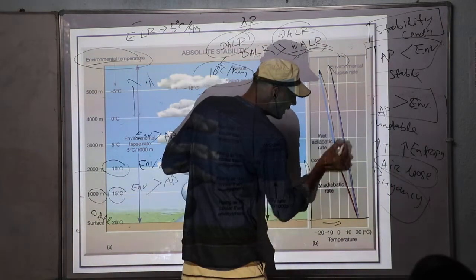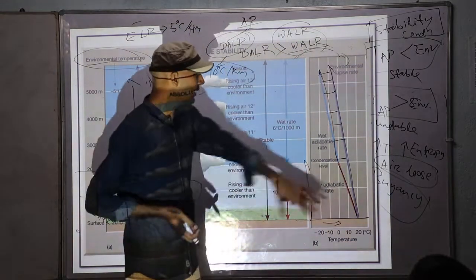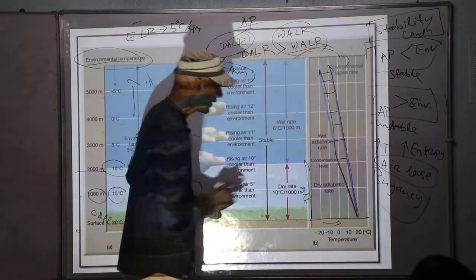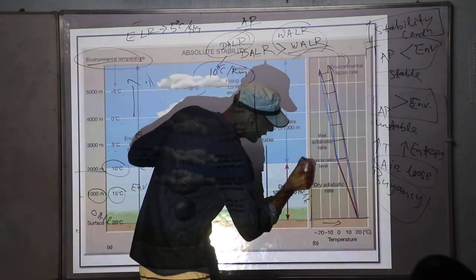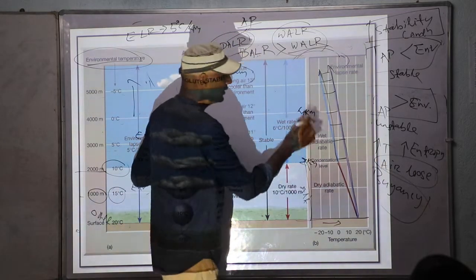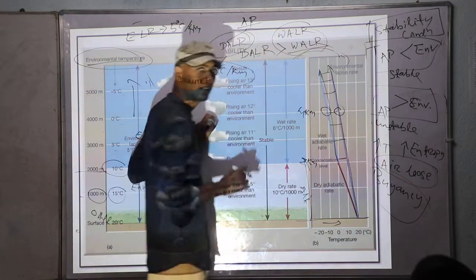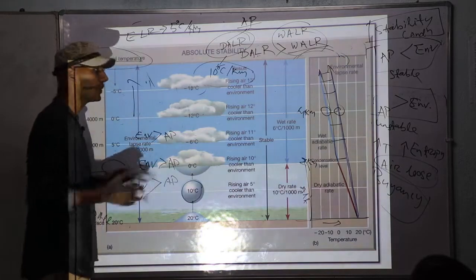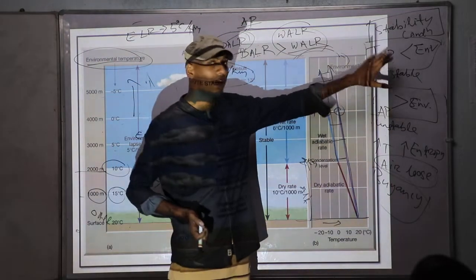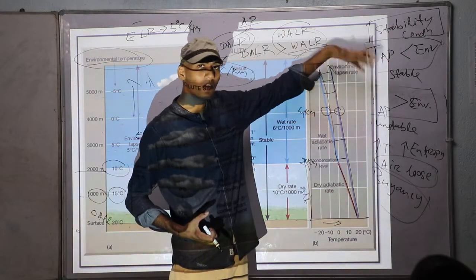You can see in all cases the air parcel has lesser temperature than the environment. You can take any altitude. This is 2 kilometers. This is 4 kilometers. So at every altitude the air parcel will have lower temperature as compared to the environment or its surrounding at that particular altitude. So when the air parcel has lower temperature, there is no condition that the air parcel will become buoyant.